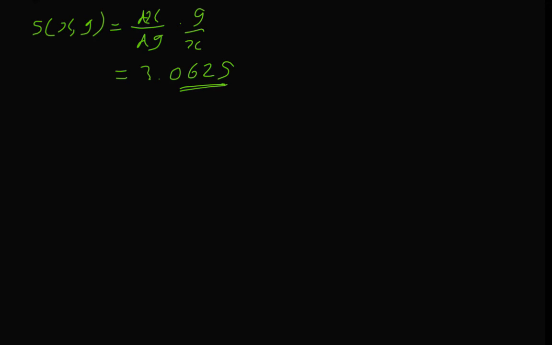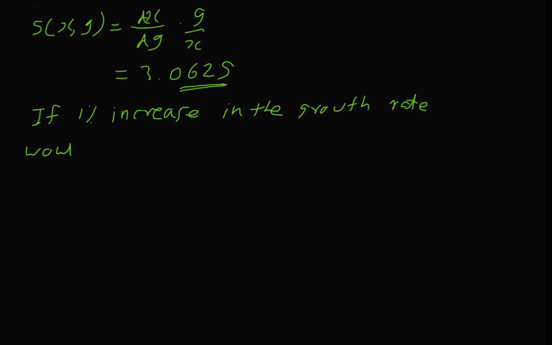For g, it is the same thing. So you can do this for g. You can write down S(x,g), the sensitivity for g, dx over dg times g over x. So plug in the values of g and x. Then you will get 3.0625. So this means, if there is a 1% increase in the growth rate, it would cause us to wait about 3% longer.